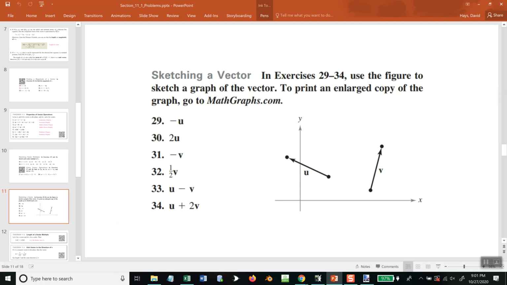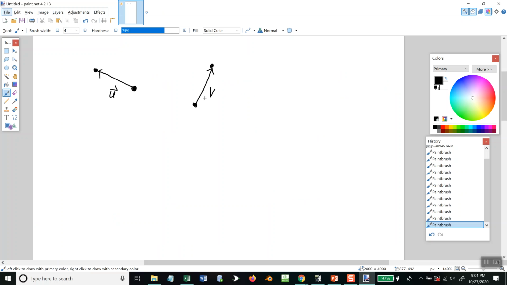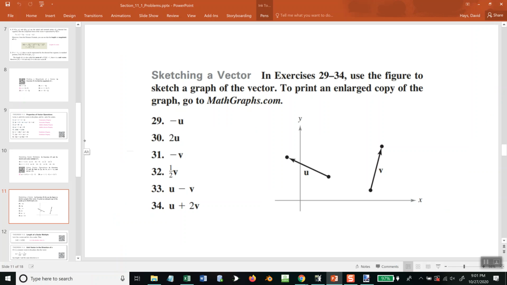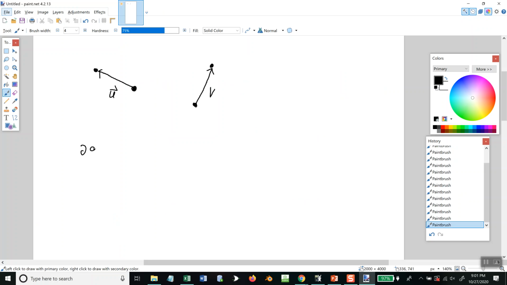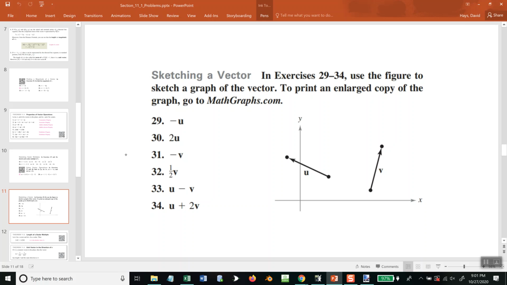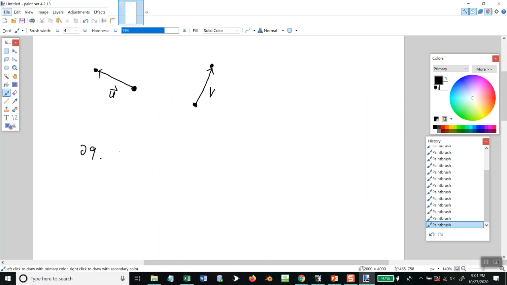When you write these down, they have to be the same distance or magnitude. They have to be the same direction. If you look at this v here, that doesn't exactly match my v, does it? That's what I say. Use your imagination on this. Like number 29, we got negative u.